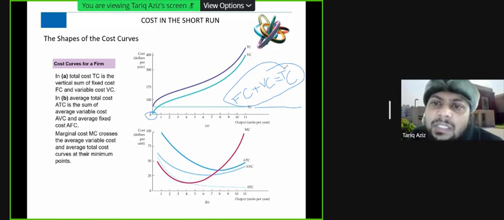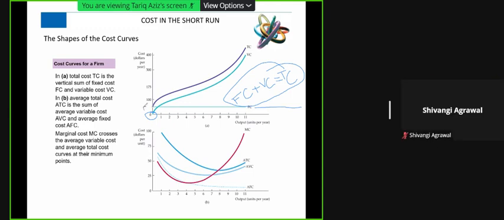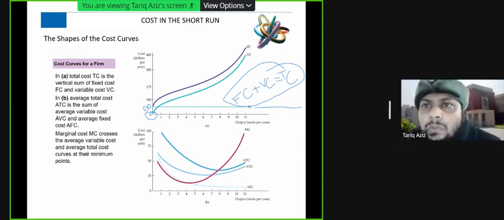So graphically this relationship is visible in this plot also, that here the total cost is of the same shape. The only difference is that it is starting from this point, that is 50. So total cost curve is the summation of variable cost and fixed cost.